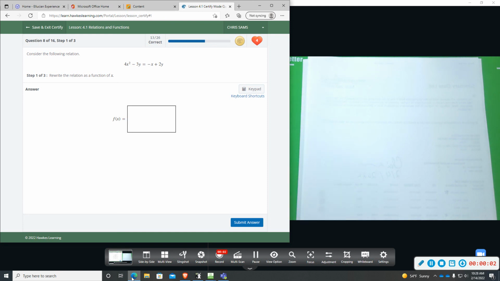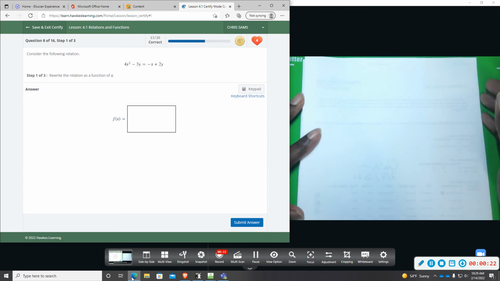All right, number 8, we want to consider the following relation, and we have 3 parts. First part wants us to rewrite the relation as a function of x. Okay, so what that means is we just basically want to get it into y equals format, and we're going to replace the y equals with f of x.